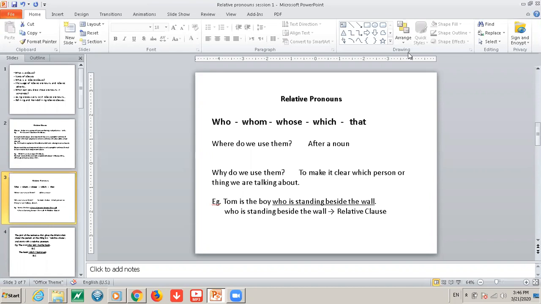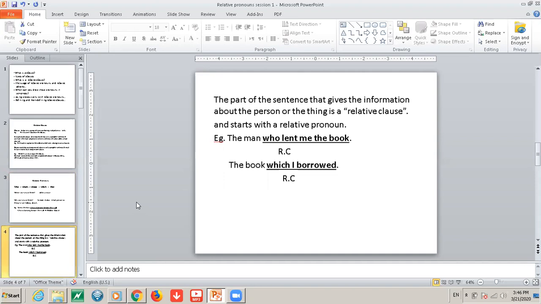For example, Tom is the boy who is standing beside the wall. Look at the underlined sentence, who is standing beside the wall. This is the relative clause, and the sentence starts with a relative pronoun, which is who. So the part of the sentence that gives the information about the person or the thing is a relative clause and starts with a relative pronoun.